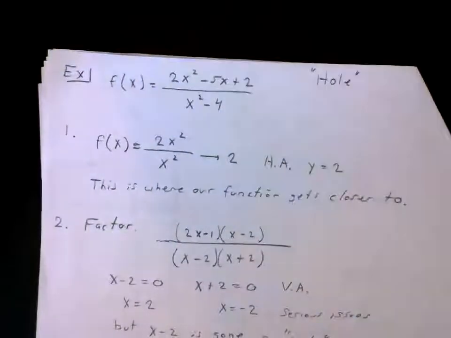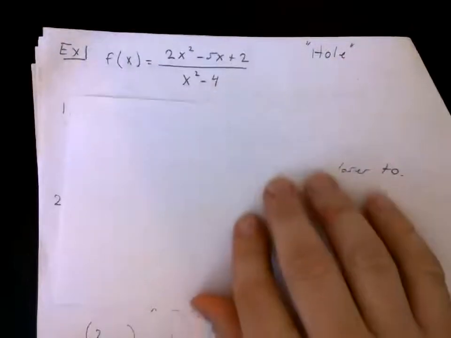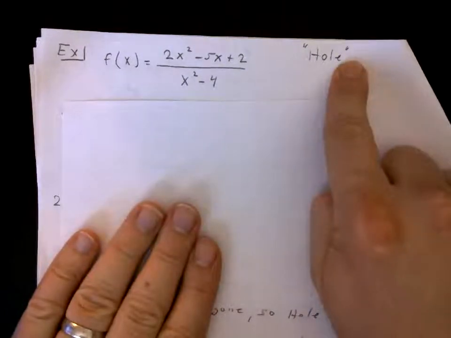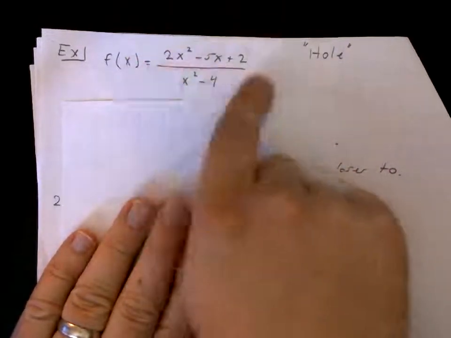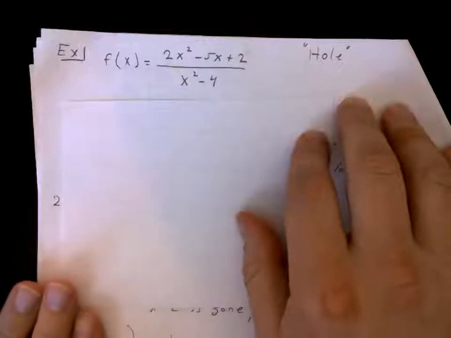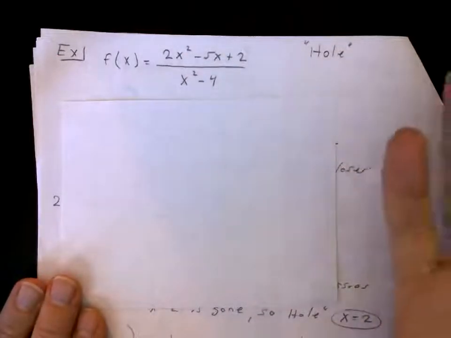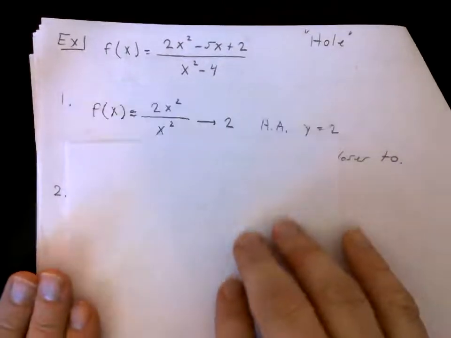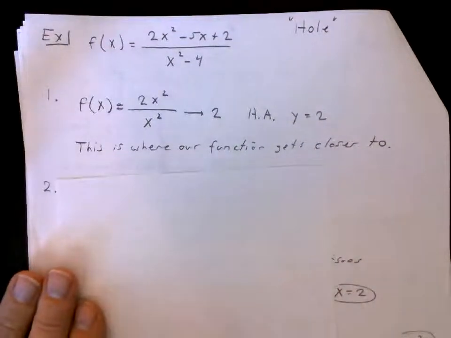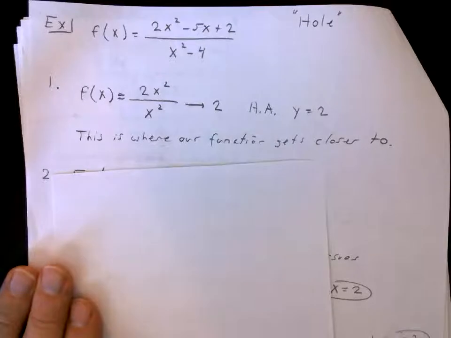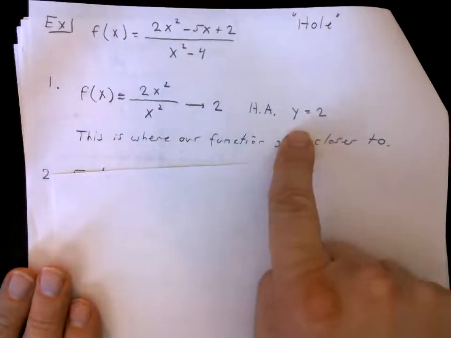All right. Let's look at one with a hole. So we have our 2 fractions. They have the same degree. Well, that's good for us. We don't have to do a whole lot of long division. And that means our horizontal asymptote is going to be 2. The degrees are the same. That tells me my horizontal asymptote.